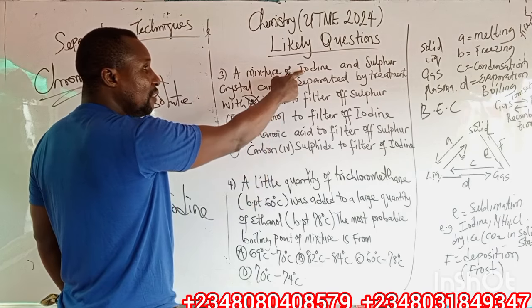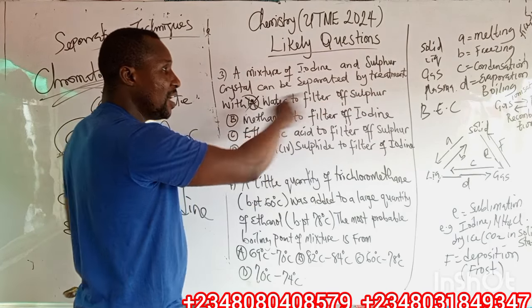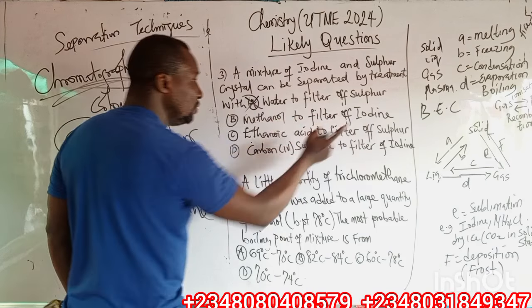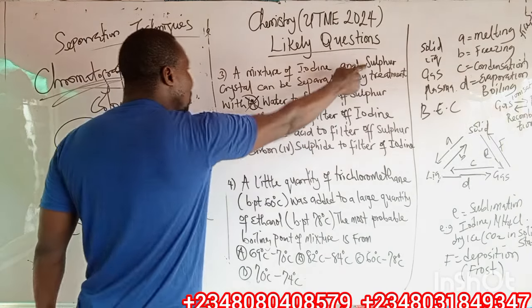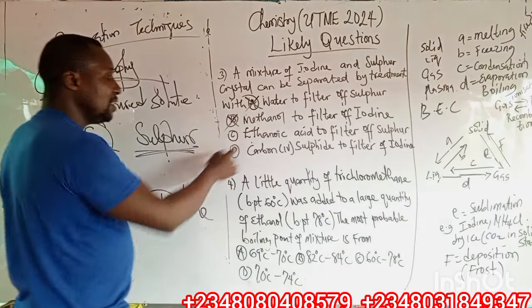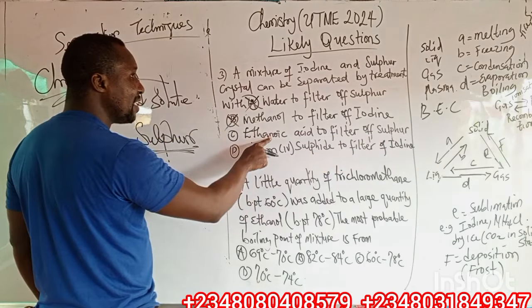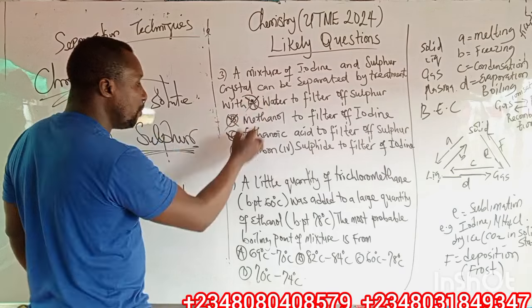That means water is dissolving iodine to filter off sulfur, and water cannot dissolve iodine. This one, methanol to filter off iodine, that means methanol is dissolving sulfur, which is impossible. Ethanoic acid to filter off sulfur, that means ethanoic acid is dissolving iodine, not possible.